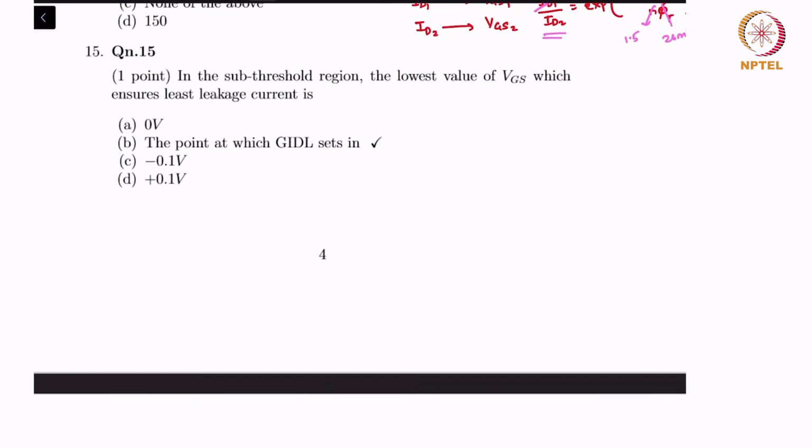So in the 15th question, we are asked what the lowest value of VGS will ensure the least leakage current. It's the point at which gate induced drain leakage will set in. So if you were to reduce the VGS below that point, actually the leakage current will increase because of the GIDL phenomenon.